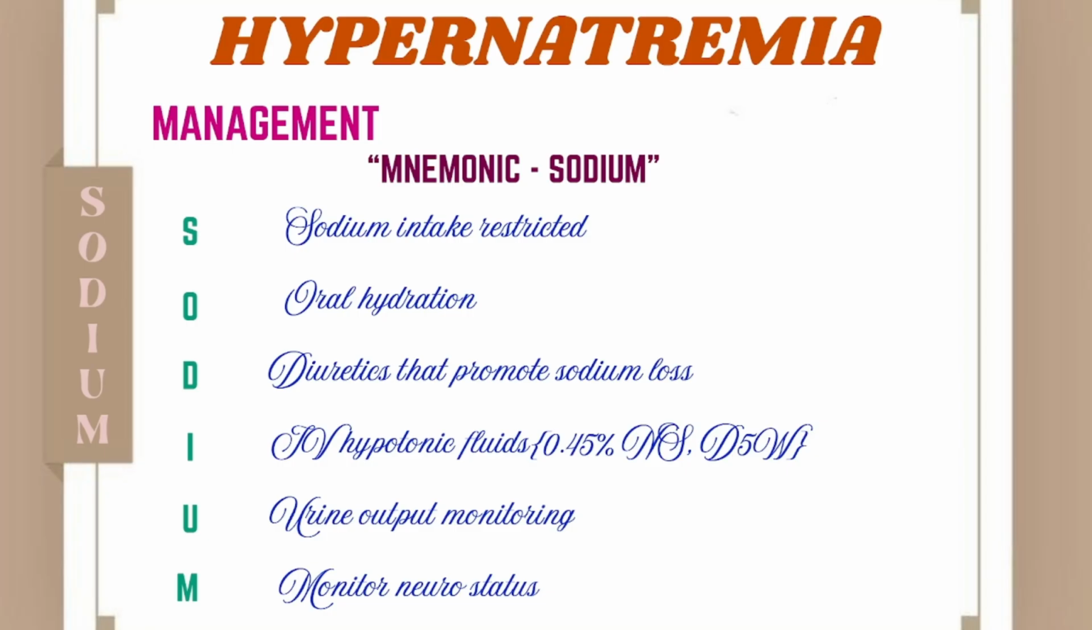So to manage hypernatremia, we have to remember the mnemonic SODIUM. S for sodium intake restricted. O oral hydration. D diuretics that promote sodium loss. I IV hypotonic fluids. U urine output monitoring, and M monitor neurostatus. So this was all about hypernatremia, the condition in which serum sodium level is more than 145 milliequivalent per liter. So this was all about causes, clinical manifestations, and management of hypernatremia.